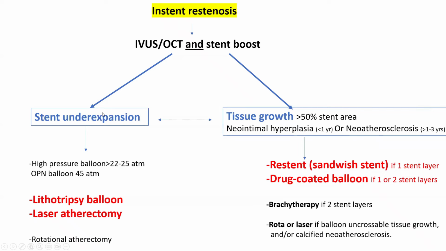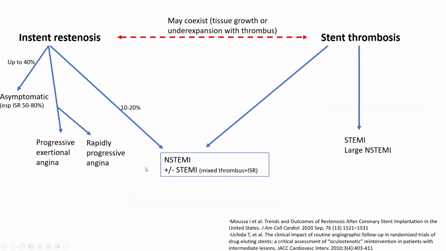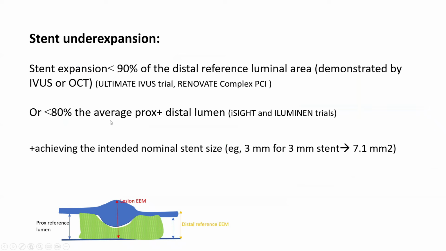Now, how do we define stent underexpansion? It is best defined by IVUS or OCT as a stent area that is less than 90% of the distal reference lumen area, the blue arrow here, less than 90% of that. You have an area here that is less than 90% of the area of the lumen here, or less than 80% of the average proximal and distal reference lumen areas.